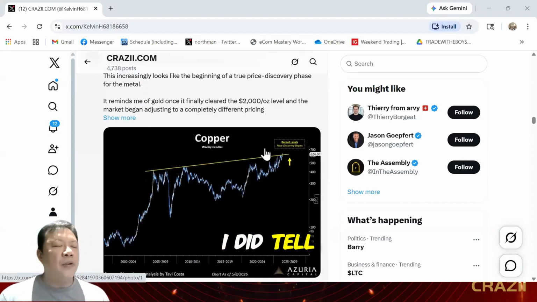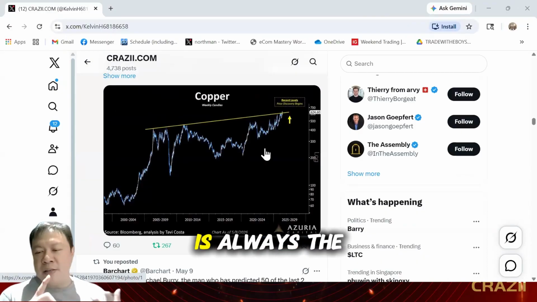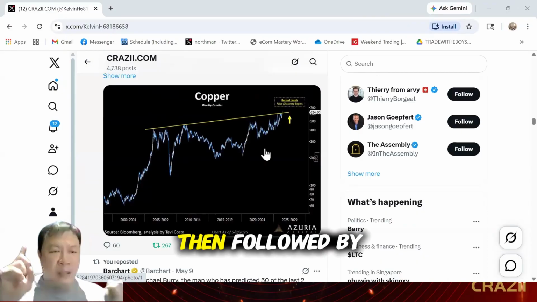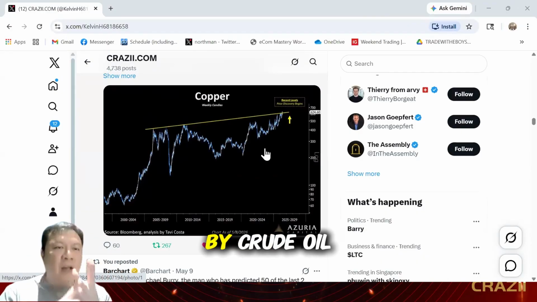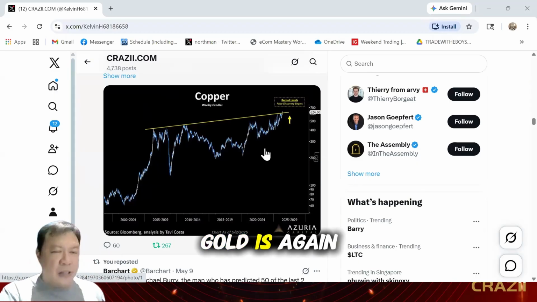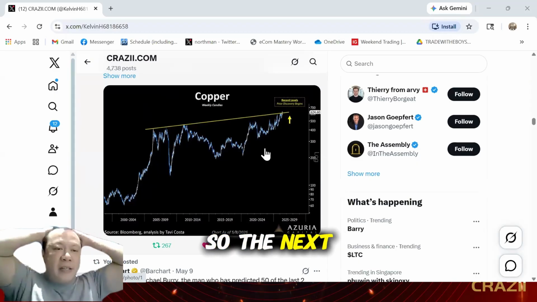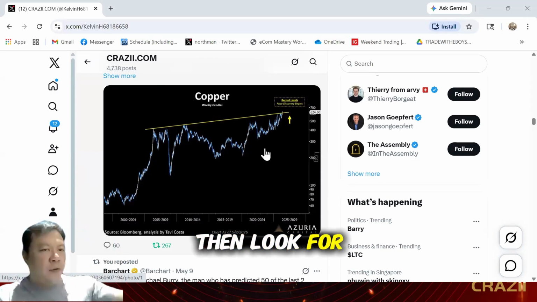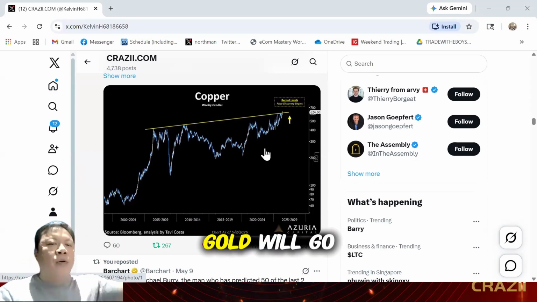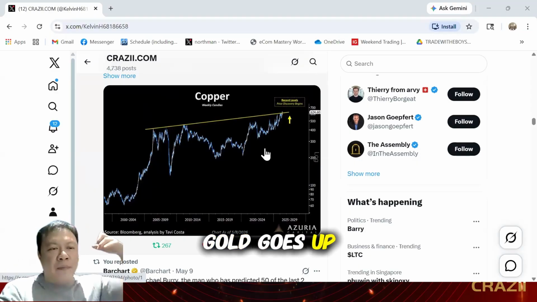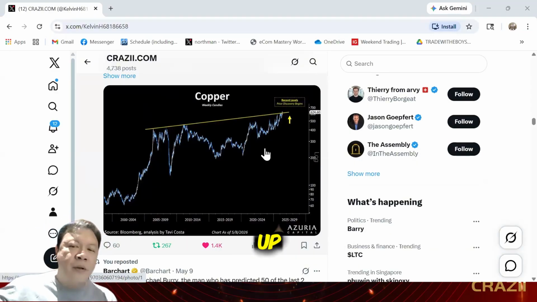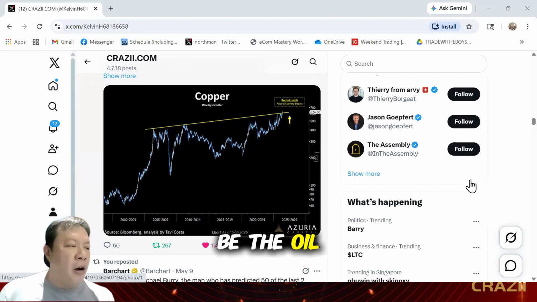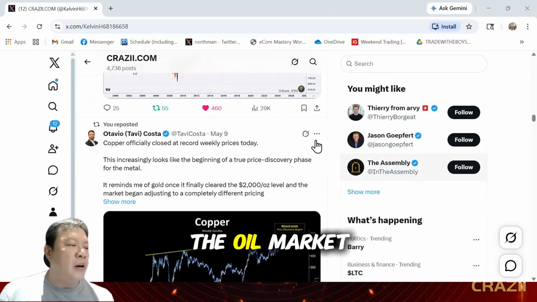And of course, I did tell you before any big crisis, it's always copper that will go first, then followed by gold, then followed by crude oil. So now gold is again trending up, so the next market could be gold. Now, if gold is forced down by the market, then look for the bottom to buy, because after that, gold will go up. And if gold goes up, copper goes up, and the last one that will go up will definitely be the oil market, okay? It will be the oil market.